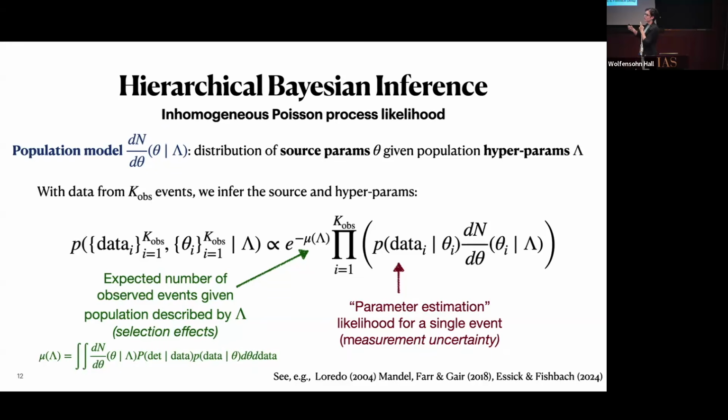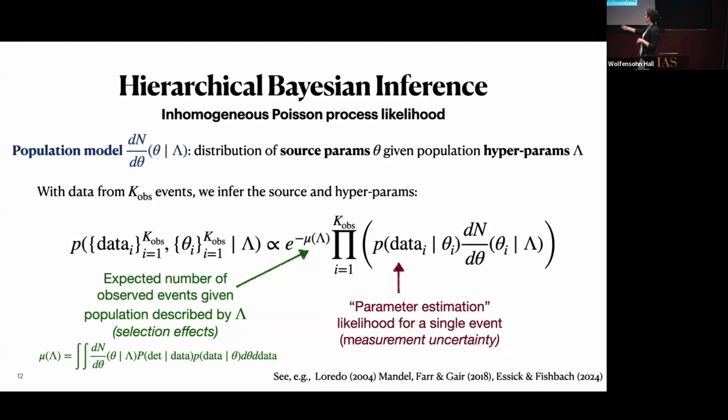So theta are like the masses and spins and redshifts of individual events. Lambda is the parameters that are common to all of the events, like the power law slope that describes the mass distribution, for example. That's just one parameter that all of the events have in common. So that's the distinction between the source parameters and the hyperparameters.